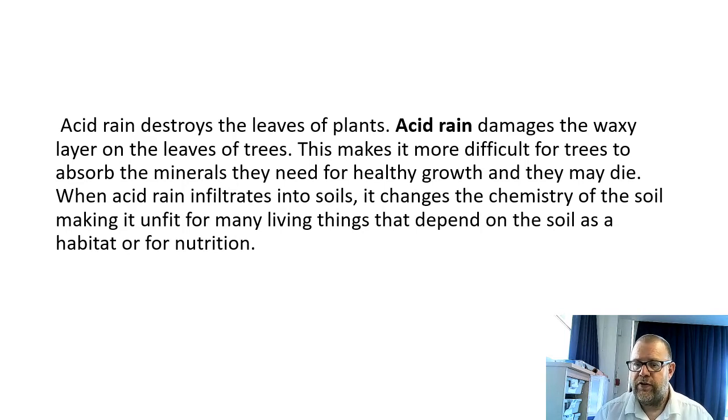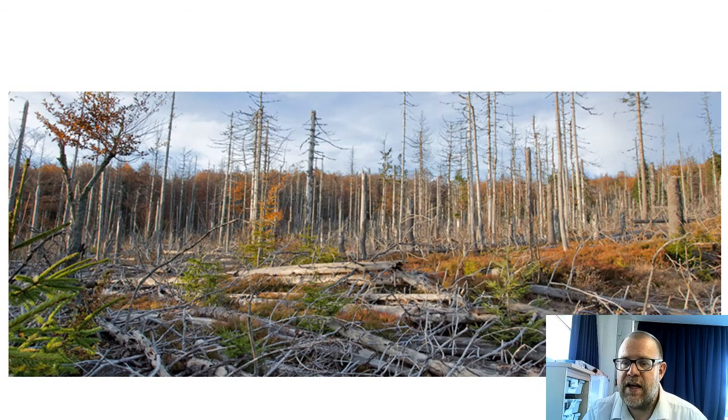Also with plants, acid rain destroys the waxy layer on the leaves, and this again makes it difficult for the trees to absorb the minerals they need for healthy growth. And again, this can cause death to the trees. So the waxy layer is the top layer on the leaf. Here we can see the effects of acid rain on a forest. So you can see it's done quite a lot of damage.